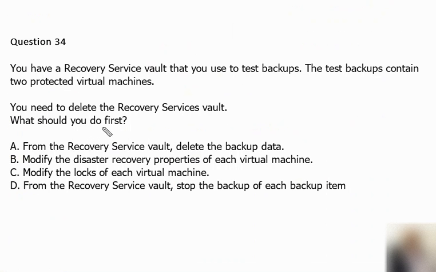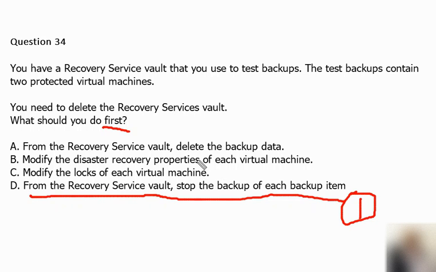Therefore, I think what we should do first is, from the recovery service vault, stop the backup of each backup item, and this will be the first one. Then we can delete the backup data, so this will be the second item. So in our case the answer is D.